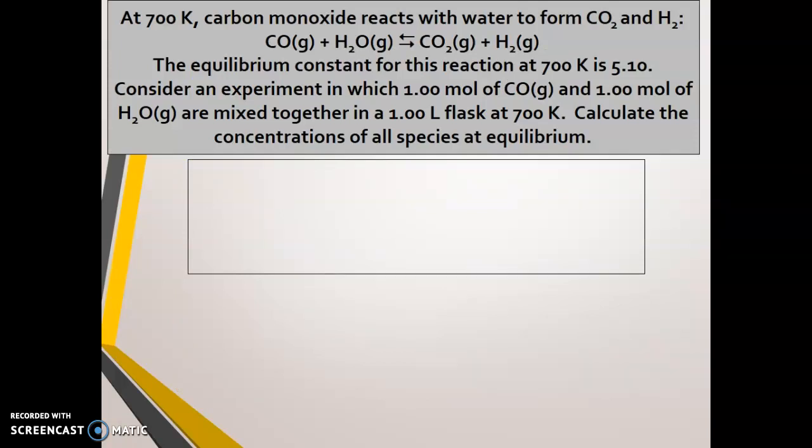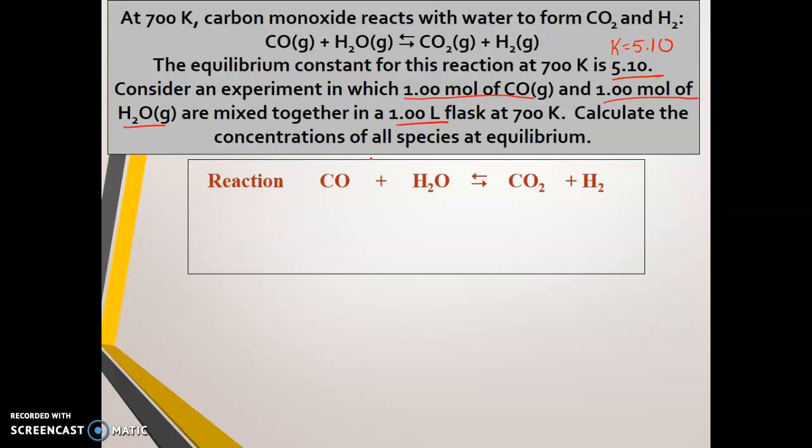So in this first example, it says at 700 Kelvin, carbon monoxide reacts with water to form carbon dioxide and hydrogen. We're given our equation. The equilibrium constant for this reaction is 5.10. So K is equal to 5.10. We want to consider an experiment in which 1 mole of carbon monoxide and 1 mole of water are mixed together in a 1 liter flask. You're going to calculate the concentrations of all species at equilibrium.